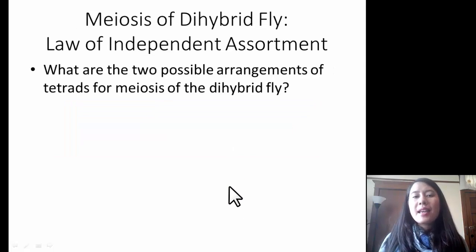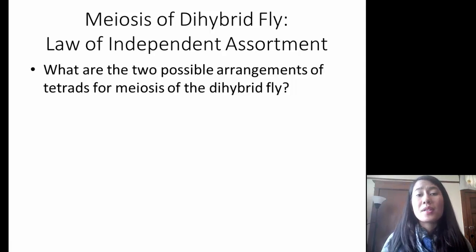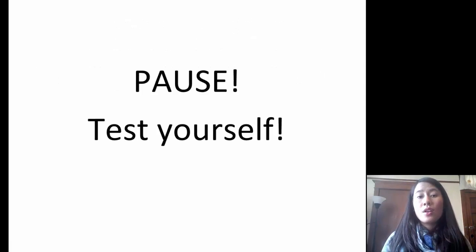So thinking about this dihybrid fly and the law of independent assortment that we know about, we want to think about what the two possible arrangements of the tetrads would be for meiosis of the dihybrid fly. Test yourself and see if you can figure it out.